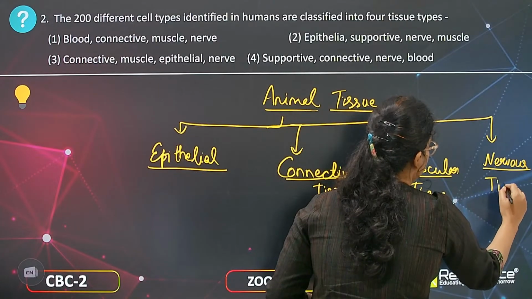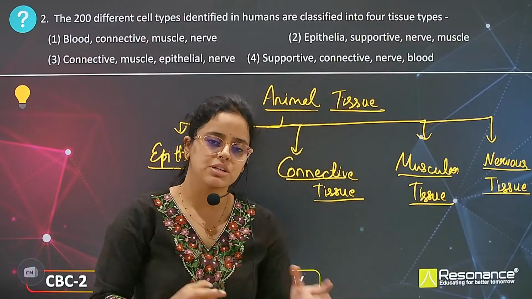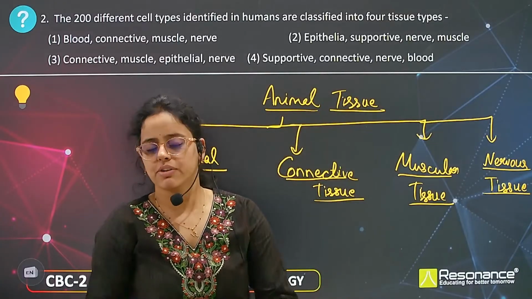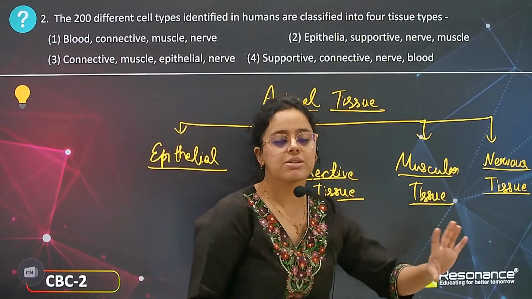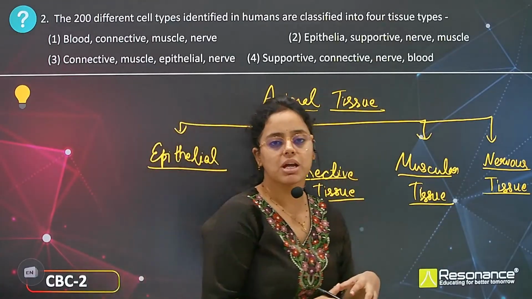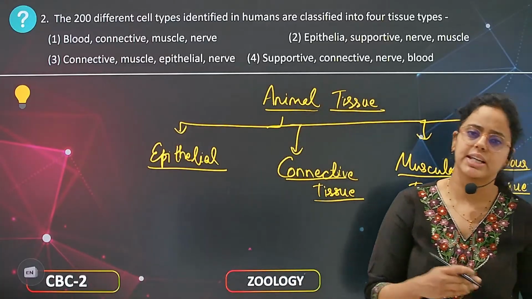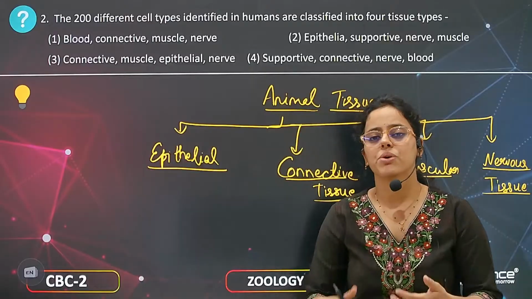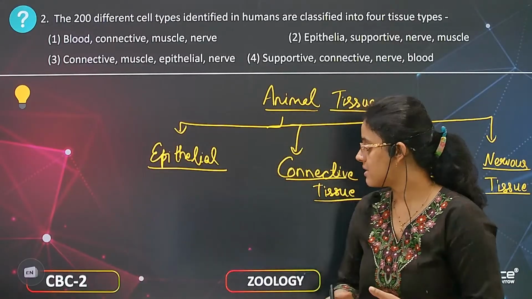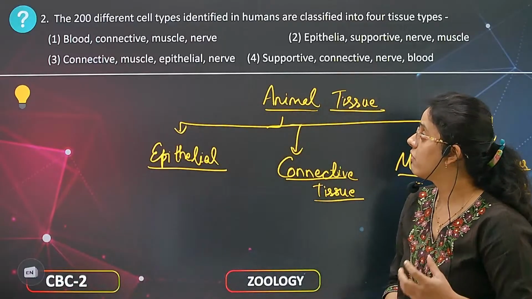Nervous tissue is made up of neurons. It makes up the central nervous system as well as the peripheral nervous system. The central nervous system consists of the brain and spinal cord, and the peripheral nervous system consists of nerves, which is further classified as parasympathetic and sympathetic nervous system, which we are going to learn in future classes.